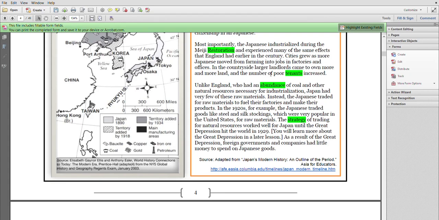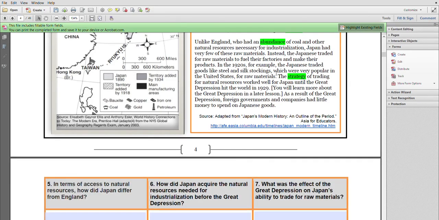In the countryside, larger landlords came to own more and more land, and the number of poor tenants increased. Unlike England, which had an abundance of coal and other natural resources necessary for industrialization, Japan had very few of these raw materials. Instead, the Japanese traded for raw materials to fuel their factories and make their products. In the 1920s, for example, the Japanese traded goods like steel and silk stockings, which were very popular in the United States, for raw materials.